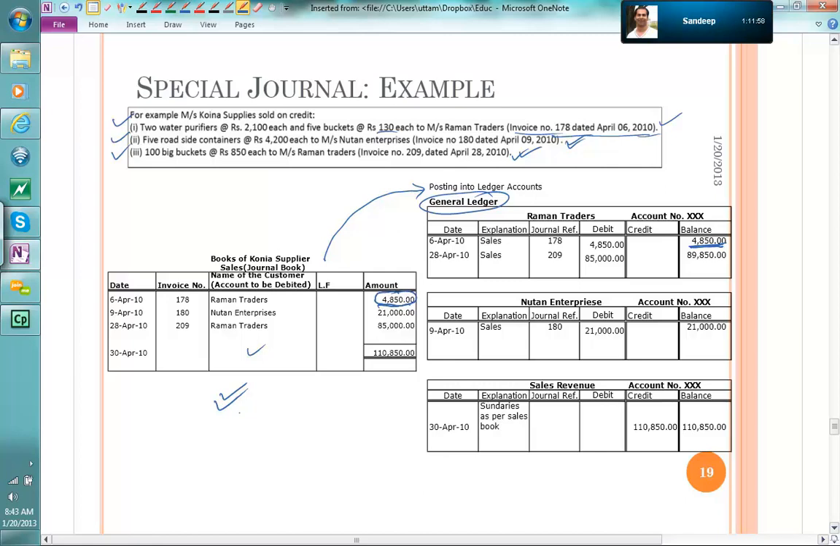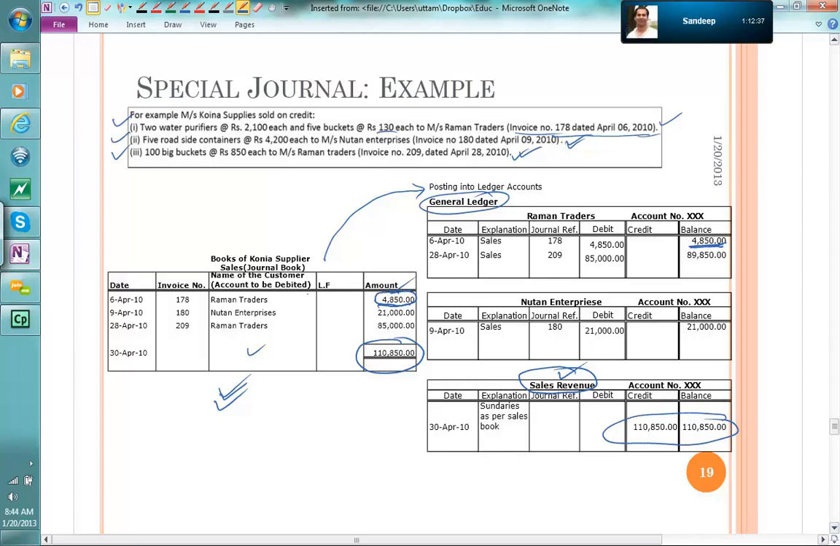So for a particular book, if you start posting it, you will have a credit entry, and then you will also have a debit entry for these things. So if you look, what is the debit entry for this? The debit entry is sales revenue, isn't it? So whenever you are selling something, your liability goes up and sales revenue goes up. So liability going up and then the sales.